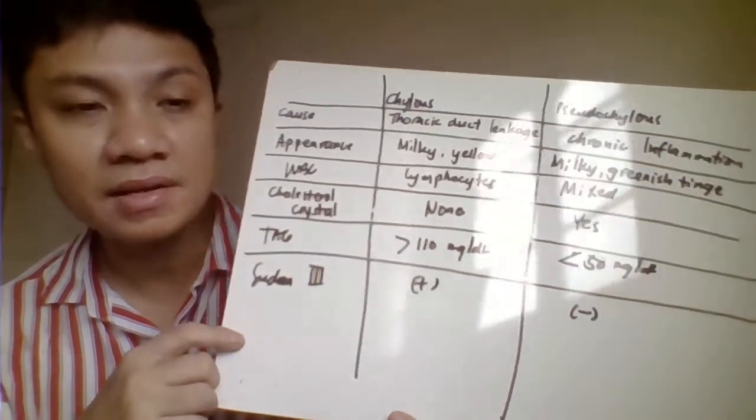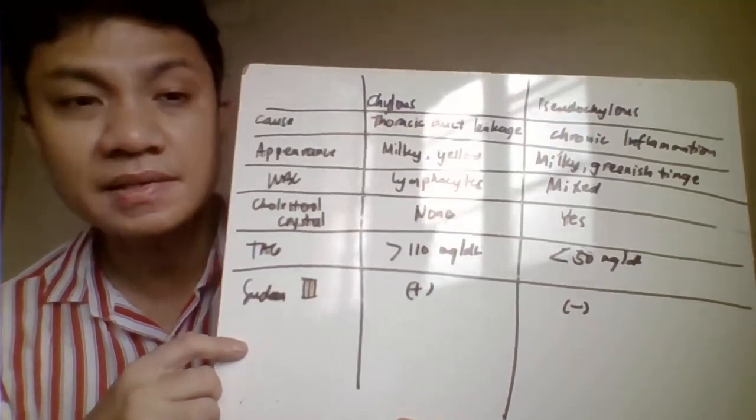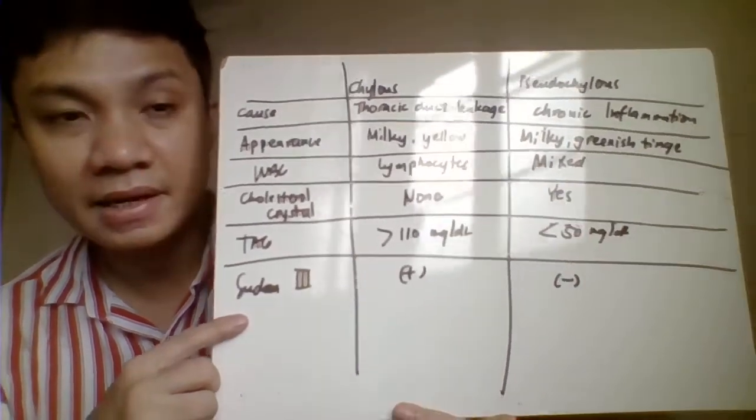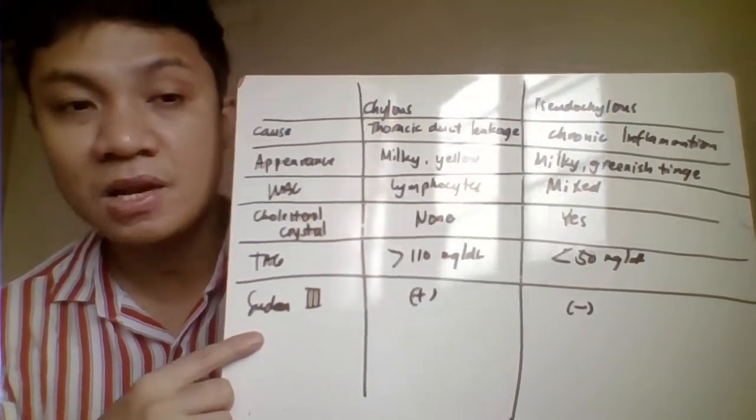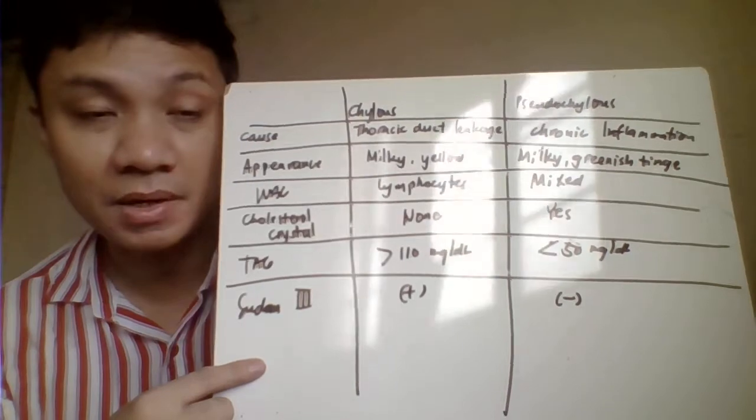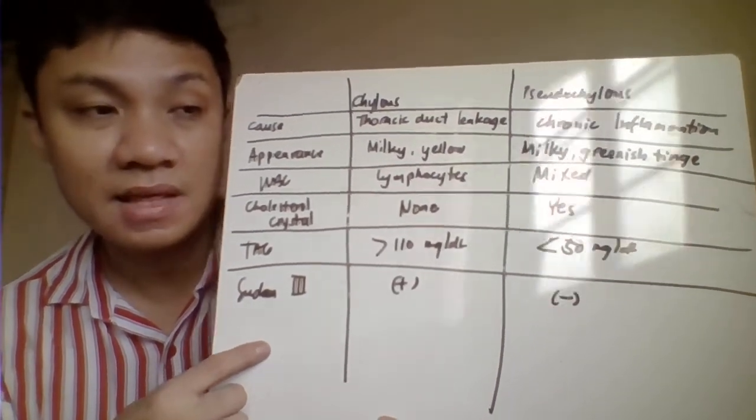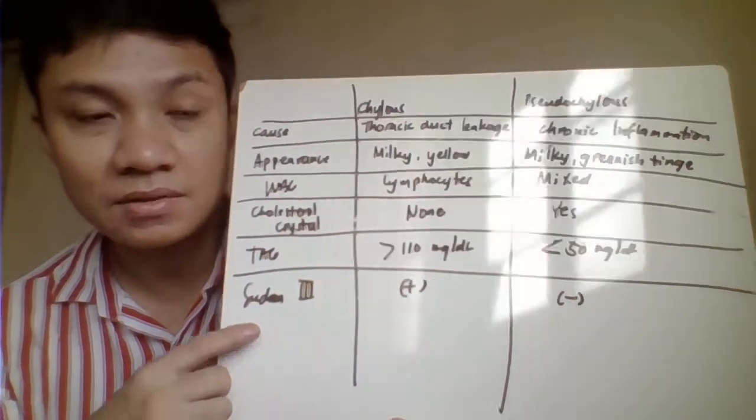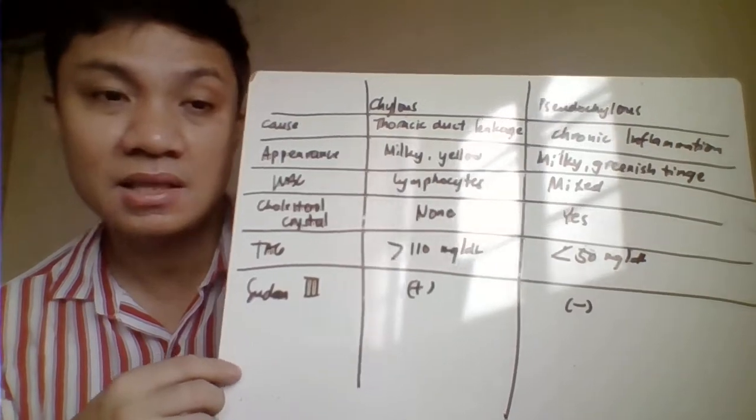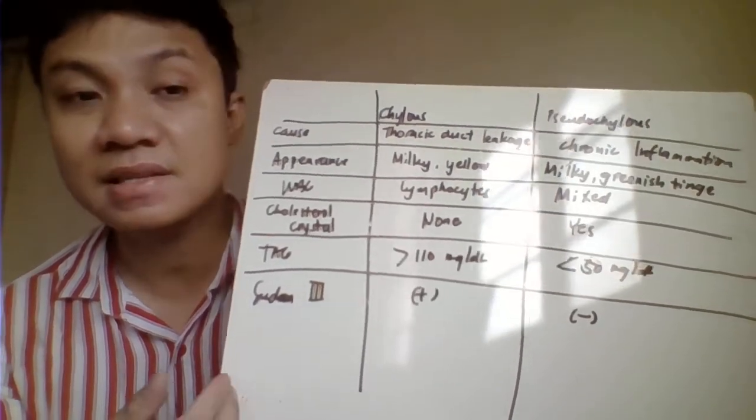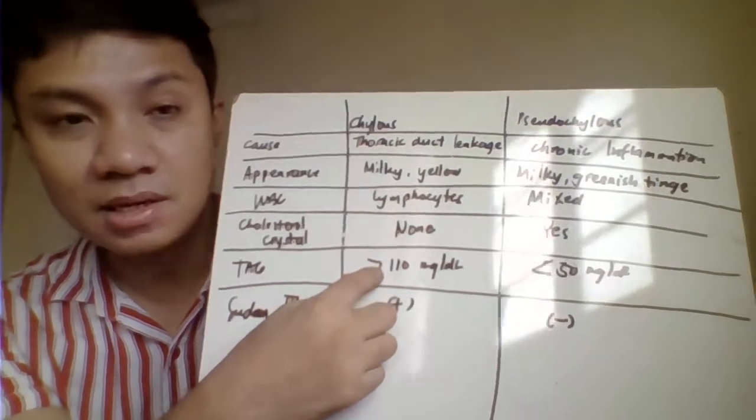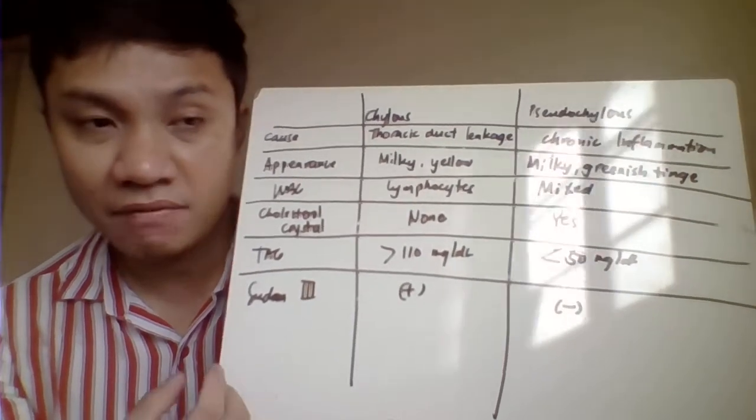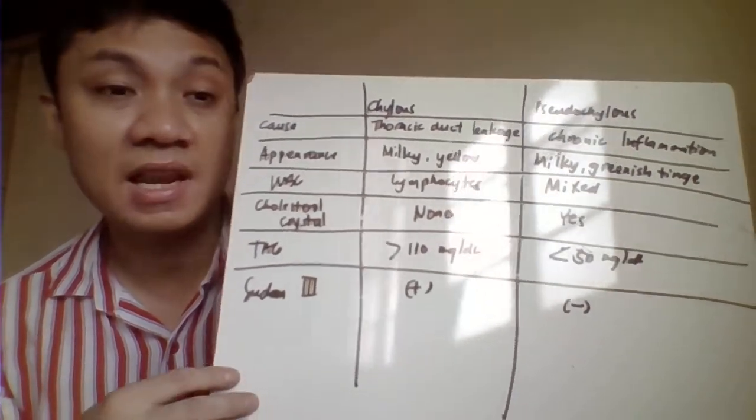Then we have cholesterol crystals, absent in chylus, but they may be present in pseudochylus. For the triglyceride concentration, in chylus it is more than 110 mg per dL, and in pseudochylus it is less than 50 mg per dL. For Sudan III staining, Sudan III is a stain that stains neutral fats like triglycerides. Since chylus has high triglycerides, expect it to be stained by Sudan III. Since pseudochylus has low triglycerides, it could have a weakly positive reaction or even a negative reaction for that.